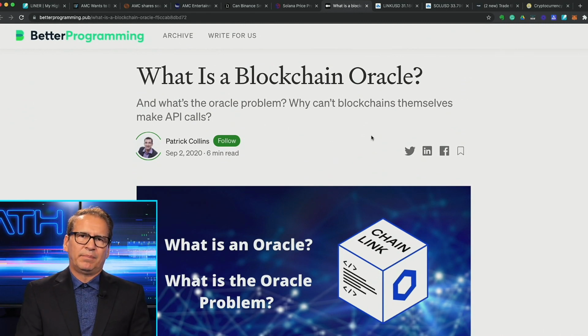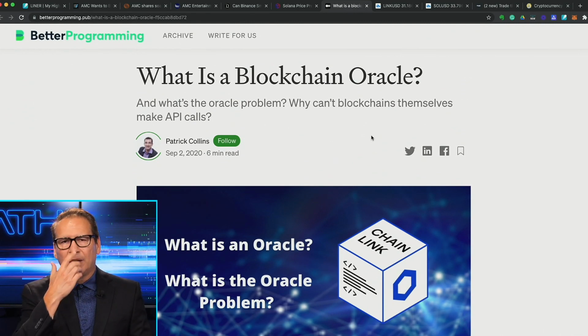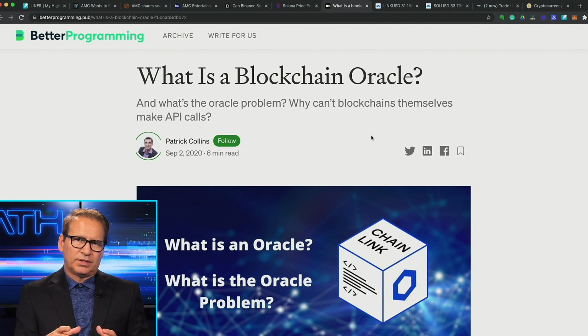So let's dive into Chainlink. I want to go over here to a quick article on what Chainlink is really all about. Let me scroll up here. So this was a piece done back in September over on Better Programming. And really the idea was, how do you explain what Chainlink is and what a blockchain oracle is?